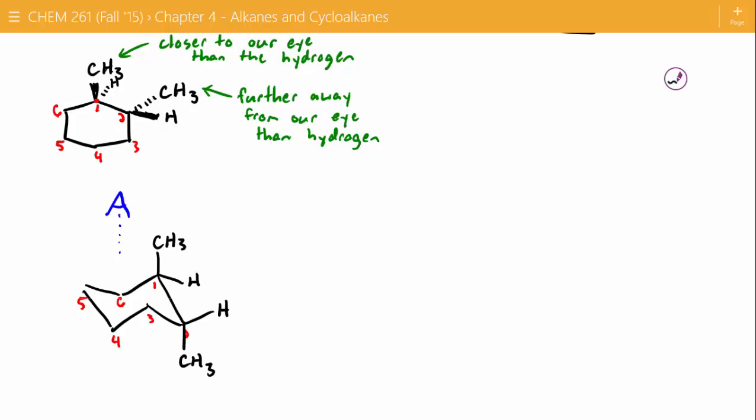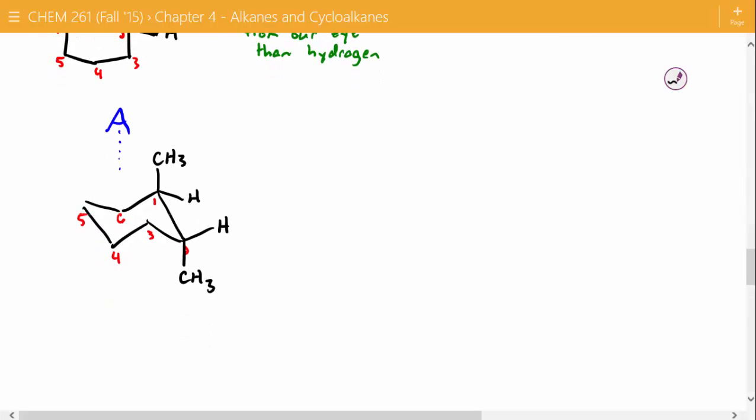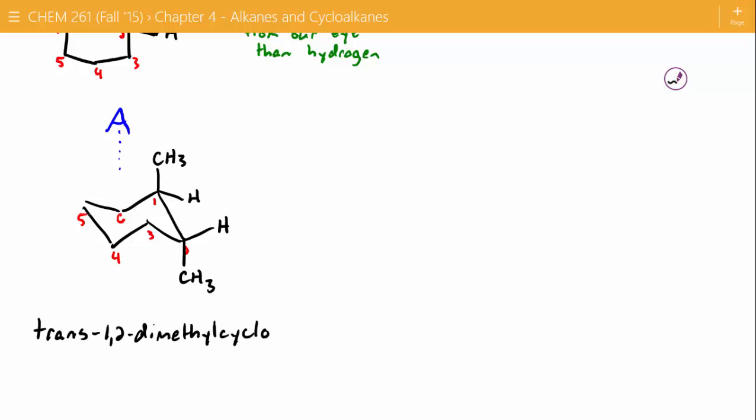All right. So can you guys see how the top methyl is closer to your eye than the back methyl? Yeah. All right. And then when we look at it in our chair structure, one is sticking up in the axial position, the other one's sticking down, right? So what we call this when we have groups on the opposite side is trans, because they're on opposite faces. So this is called trans-1,2-dimethylcyclohexane. Right?